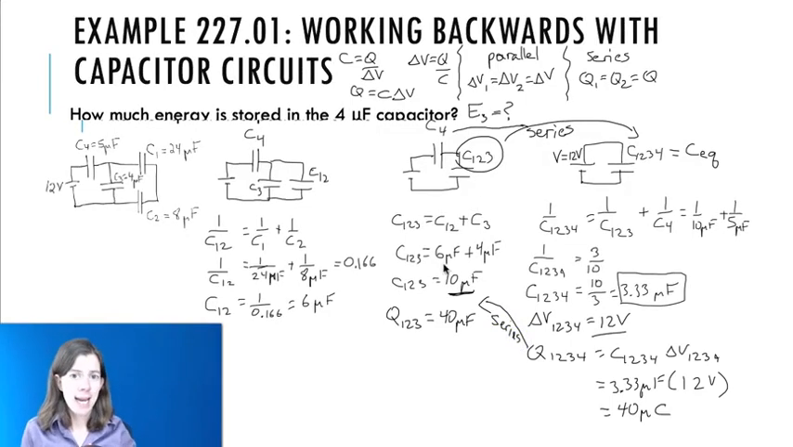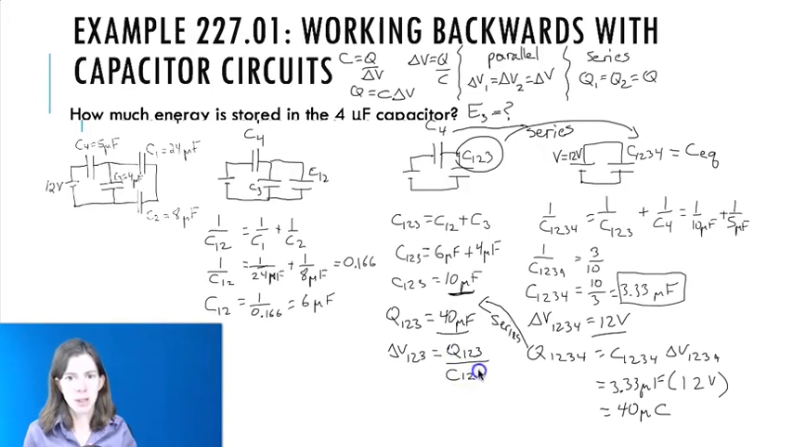Okay, now that we know the charge on C123, we're going to calculate the unknown quantity left, which is the voltage. The voltage 123 is going to be the charge divided by the capacitance. And always use the numbers that you have right above you. The charge and the capacitance are right here. So you're going to do Q123 over C123.